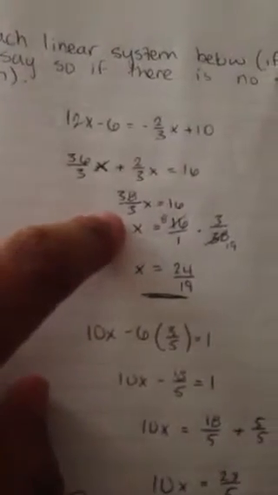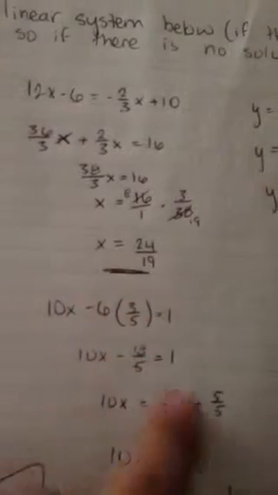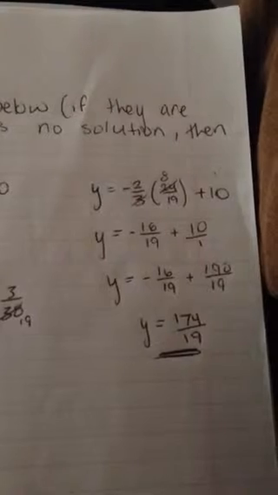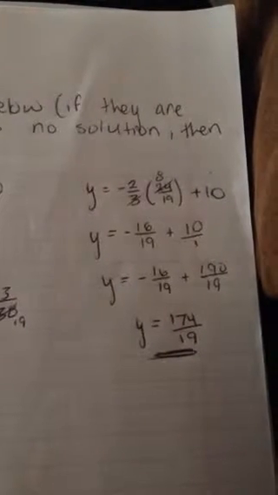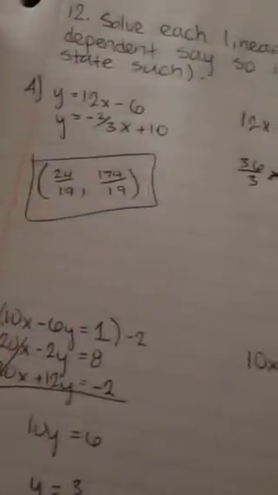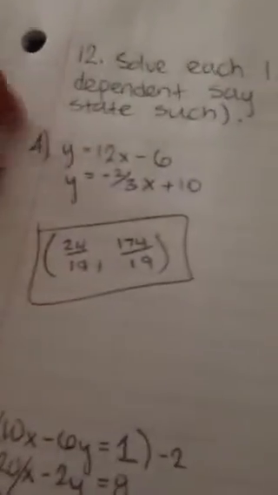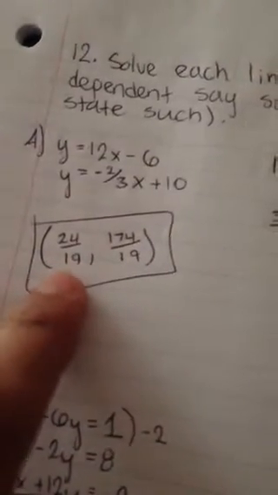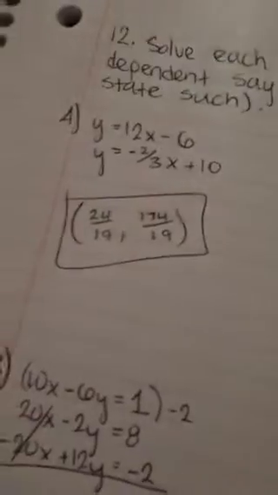So you end up with 38 over 3 x equals 16. Then you multiply by the reciprocal, you end up with 24 over 19. And that's your x value. You do the same thing for the y, except that you plug in the x value to the y equation, or to one of the two equations. I ended up with 174 over 19, as you can see here. And then after that, you just add the two answers together for your solution. So it's 24 over 19 as the x value, and then 174 over 19 as the y value, and you box it up.